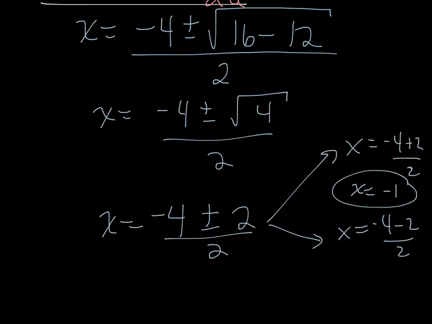Okay, the other one is -4 minus 2, which is -6 over 2, -3. And we get, lo and behold, the two answers we got from factoring: -1 and -3. Okay? Again, that was a very simple example where you could factor. You would never use the quadratic formula if you could factor. It doesn't make sense. It's more work than you need to do.